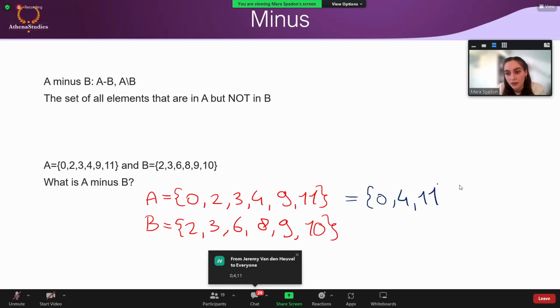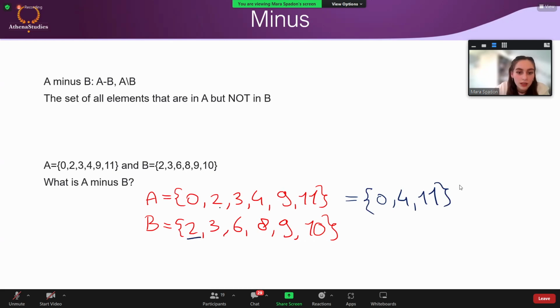And why is that? Because if we check, sorry, my brackets are not great. We check, okay, is 2 in A? Yes, it is. So we remove it. Is 3 in A? Yes, it is. 6 is not. 8 is not. 9 is in A. And that's it. So then we are indeed left with this.